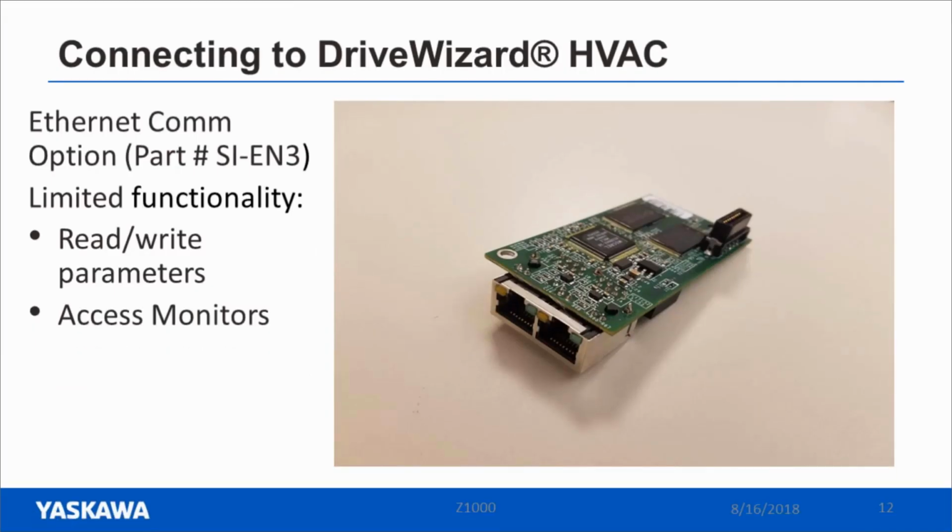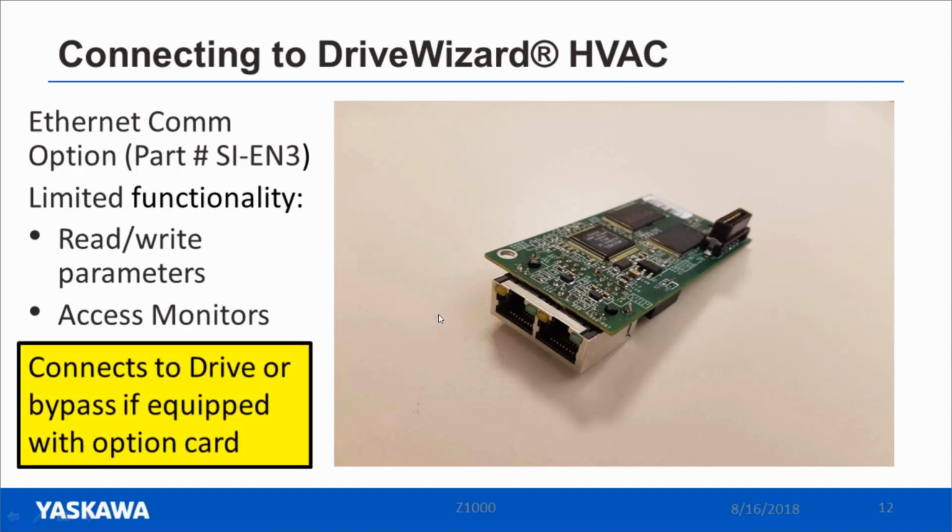Here's the Ethernet option card. This is the dual port shown. The single port would be the part number SI-EN3. And with this as well, limited functionality, read and write parameters, access monitors. This will only allow connection with a drive or bypass if equipped with this option card.